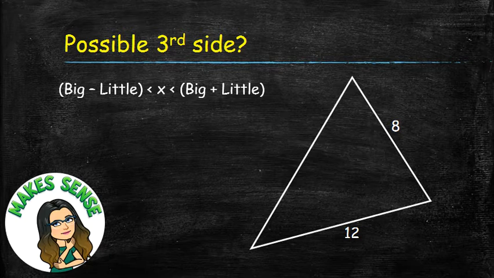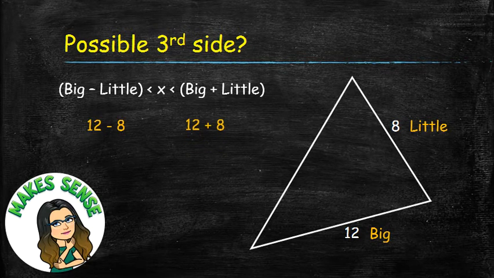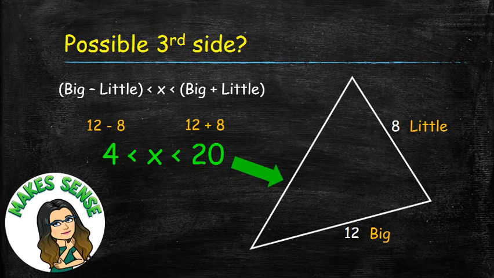12 is the larger of the two numbers, so I label this big. I label 8 as the little side. So our third side will be between 12 minus 8, big minus little, and big plus little, 12 plus 8. Simplifying, we see the third side is between 4 and 20.